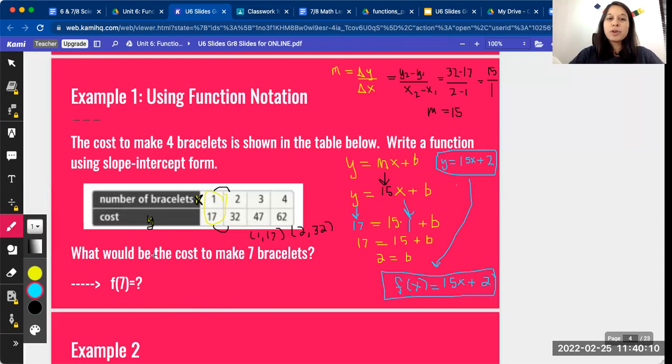So then it says, what would the cost be to make 7 bracelets? Well, that's basically what is the cost if x is 7. So they're asking you to evaluate f of 7. So f of 7 is just going to be plugging 7 in for x. What is 15 times 7 plus 2? I don't know 15 times 7 off the top of my head. So I'm just going to do it on my phone. 105, and 105 plus 2 is 107. So f of 7 is $107.